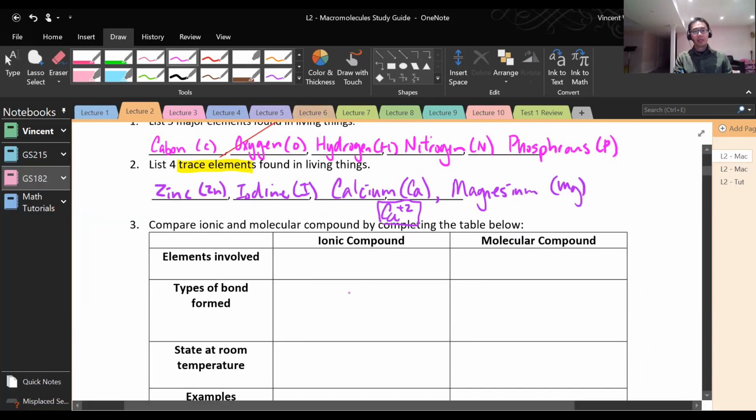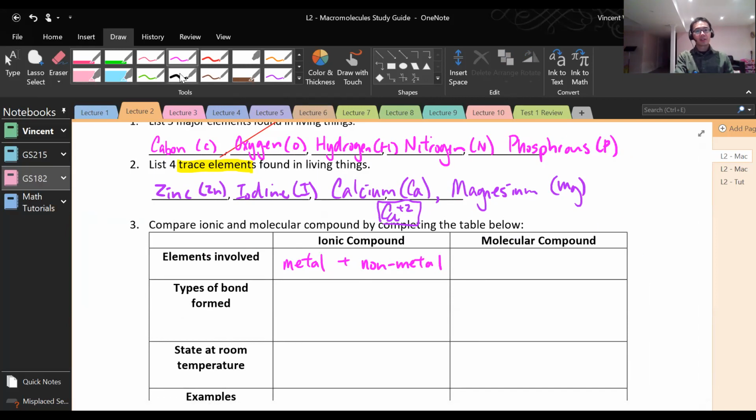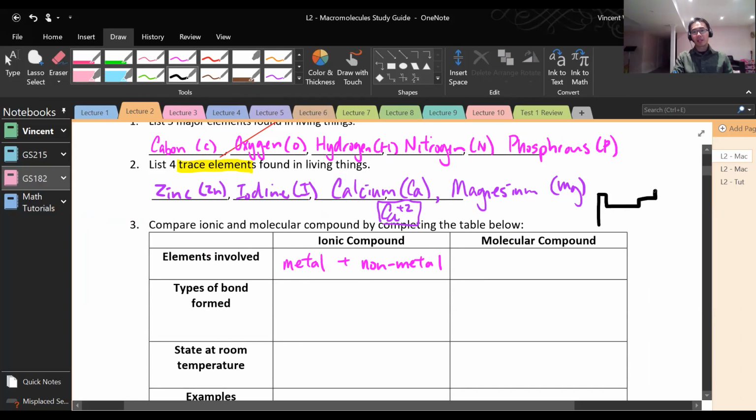Okay, so let's compare these two things. In ionic compound, we have metal plus non-metal. In the lecture notes, I don't have a periodic table handy with me right now, but this is what a typical periodic table looks like. There's a ladder that kind of goes down here, and everything to the left of that is typically considered as metal, and here is the non-metal. Sorry, it's a little bit crowded there.